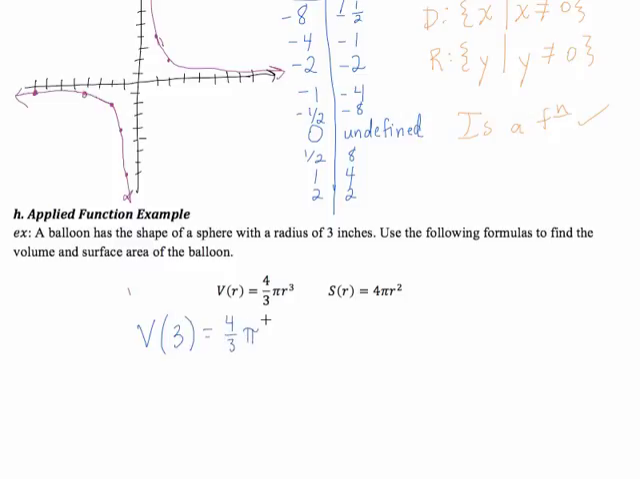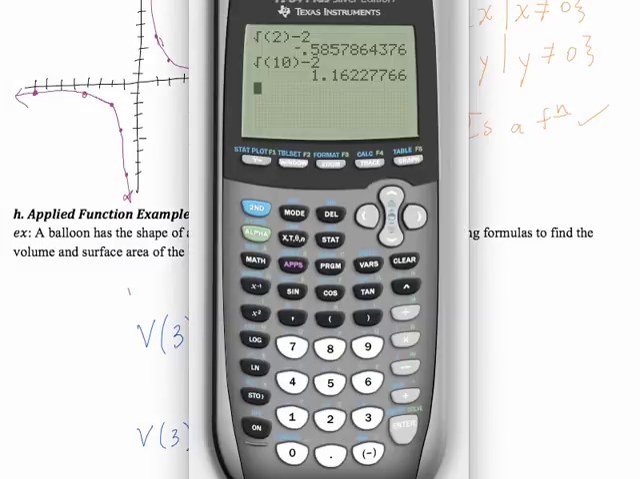4/3 times pi times 3 cubed. Okay, 3 cubed, let's reverse this. You can always reverse the order of multiplication here. I'm going to write it as 4 times 3 cubed, I'm just putting the 3 cubed over by the 4, divided by 3 times pi. 3 cubed over 3, one of those 3's cancels, so we have 3 squared, which is 9, times 4 is 36 pi. That's the exact volume.